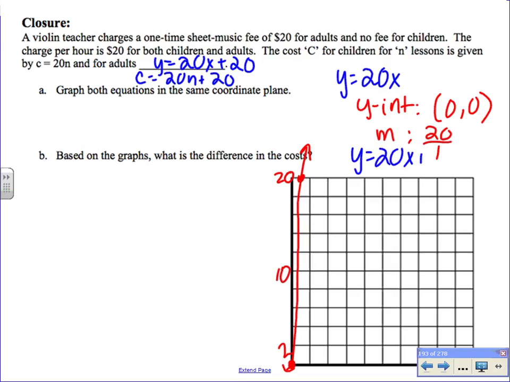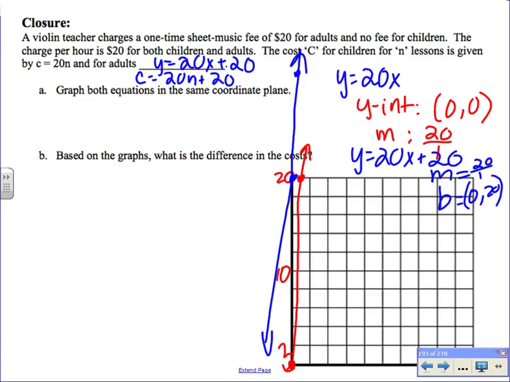What is my y-intercept? Drew. 0, 20. Yes, 0, 20. And what is m? For y equals 20x plus 20, what's m? Kevin. 20 over 1. Yes, 20 over 1. So I start at 0, 20, and I have to go up 20 and 1. It'll be up here somewhere. That should be straight. So, not from my picture, but from your picture, definitely.